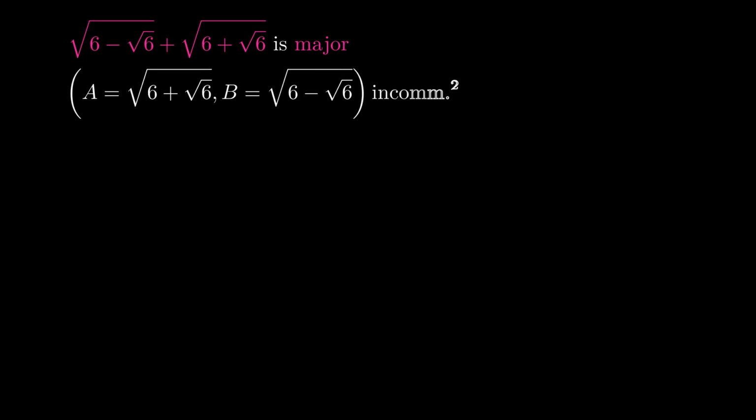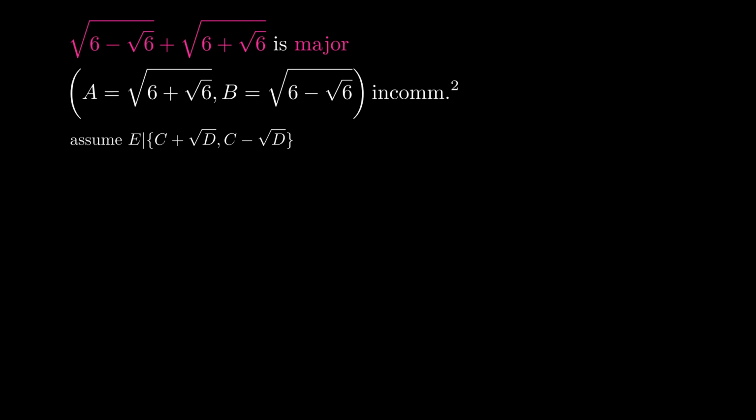An example of a major is the square root of 6 minus root 6 plus the square root of 6 plus root 6. To show this, let a equal the square root of 6 plus root 6 and b equal the square root of 6 minus root 6, which are not commensurable. This wasn't clear to me, so I'll prove it.